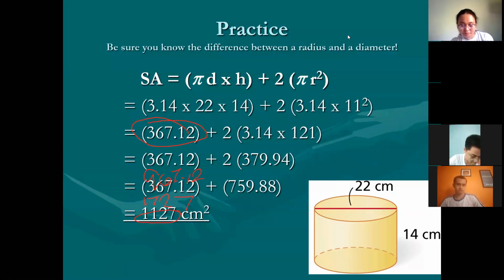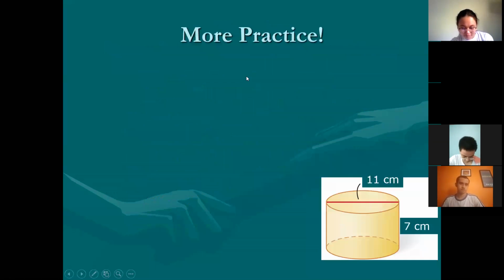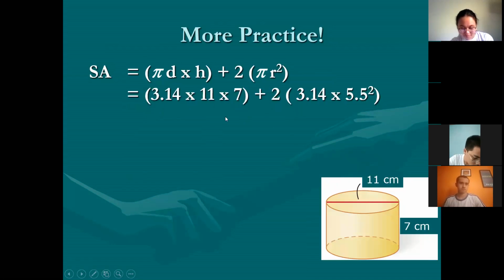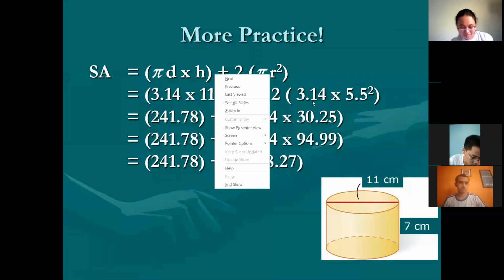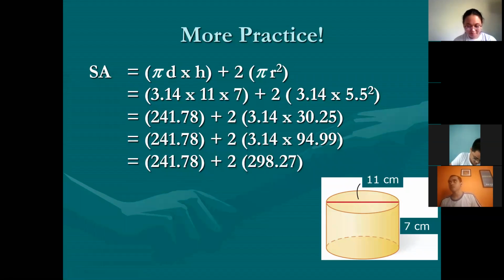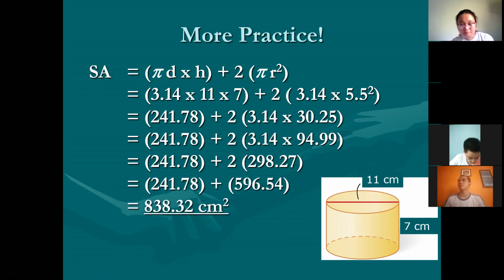So let's have another example. This is just giving you another figure, but the height is 7 and the diameter is 11. So still the same solution as the one a while ago, class. So we have here the answer, 838.32. I hope that my solution here is now correct. 3.14 times 11 times 7.